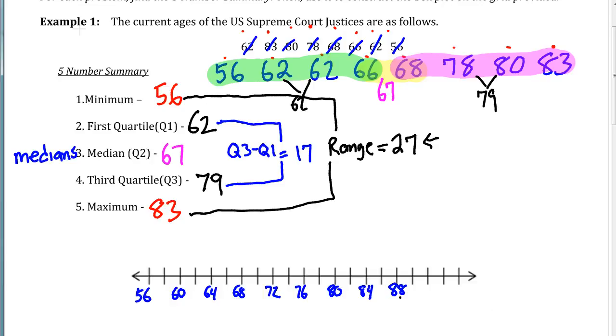All right. The min and the max. Let's graph those first. Those are almost always dots. You just put dots for those. So 56, you can put a dot. Use red. And then you find 83. So it's 82, 83 would be right here.